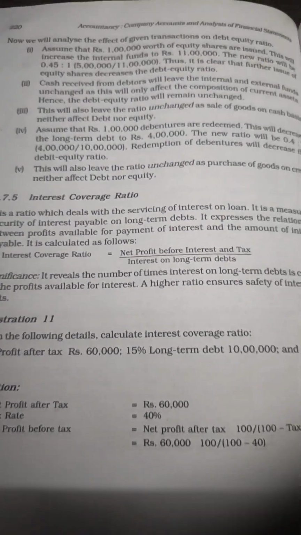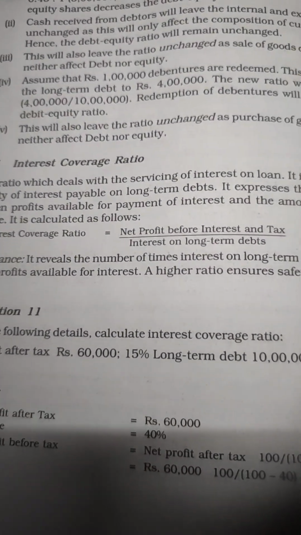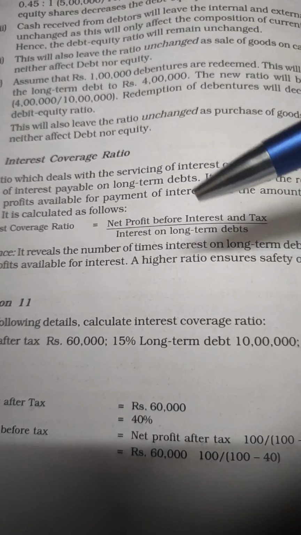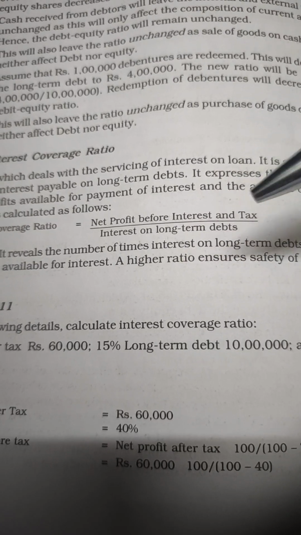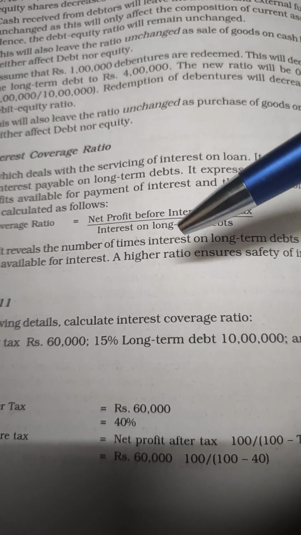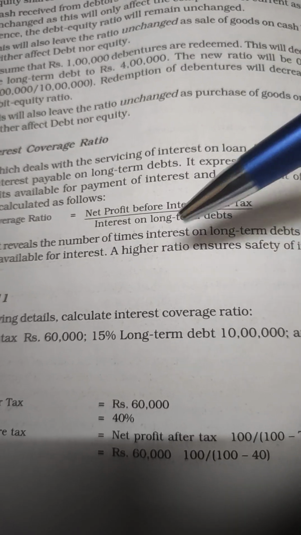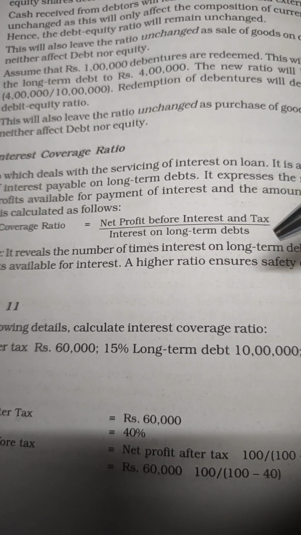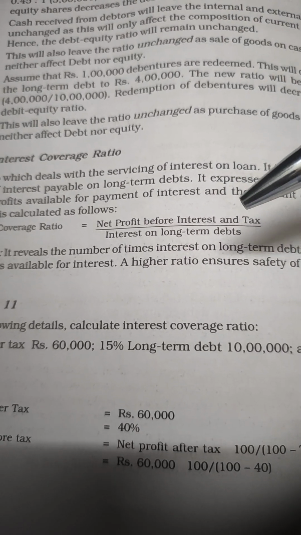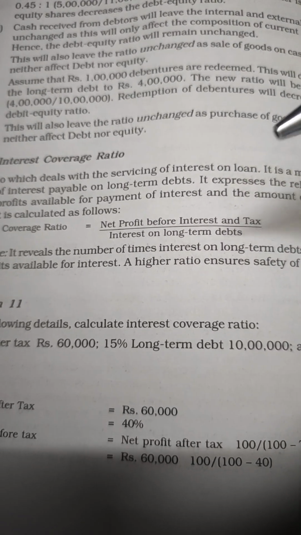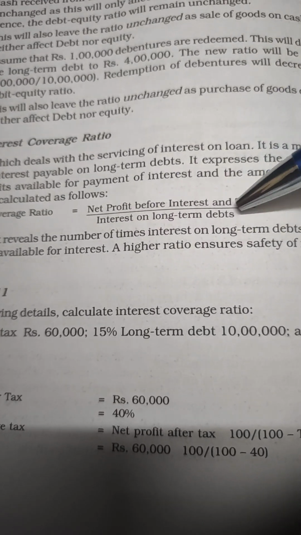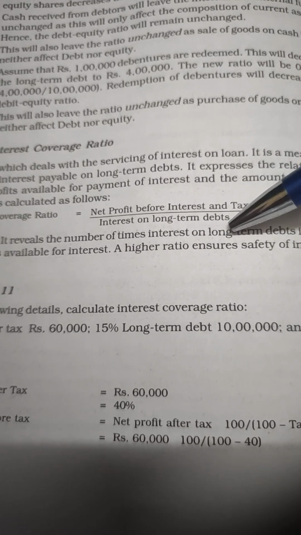The next ratio we have to study is the interest coverage ratio. Interest coverage ratio shows the relationship between the net profit before interest and tax and the interest on long term debts. Net profit before interest and tax means the profit that we have got before the payment of interest and tax, and then the interest on the long term debt.